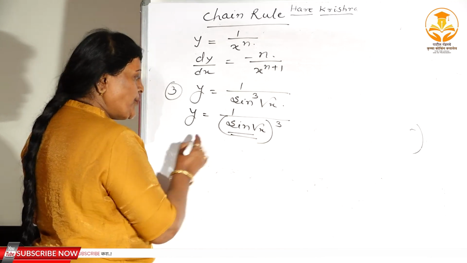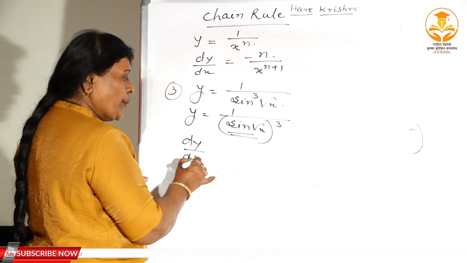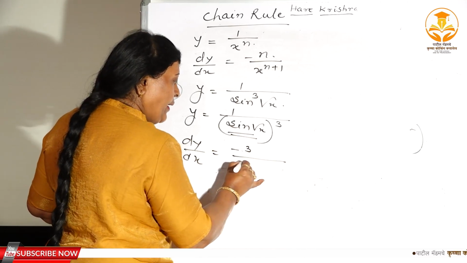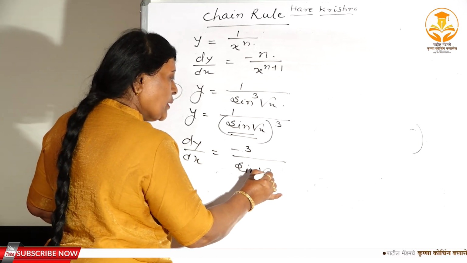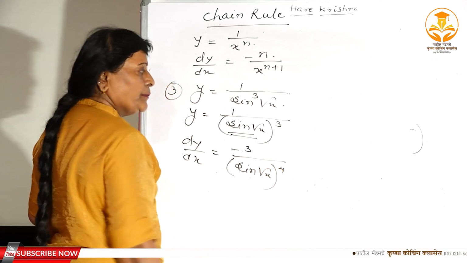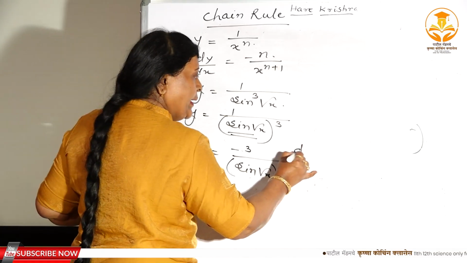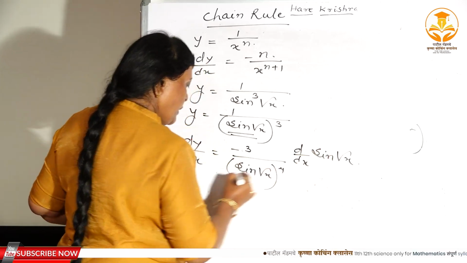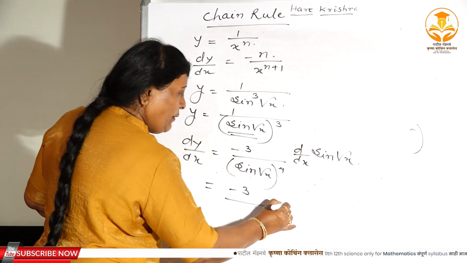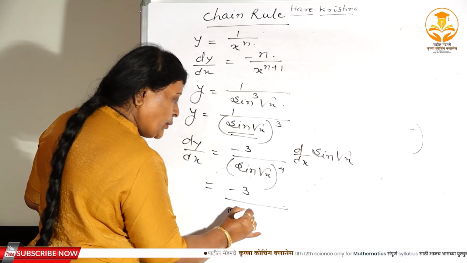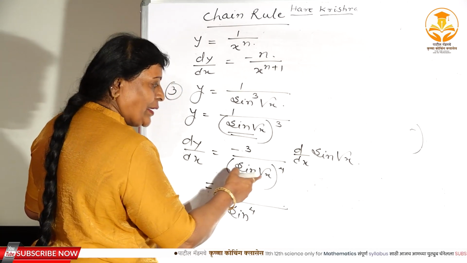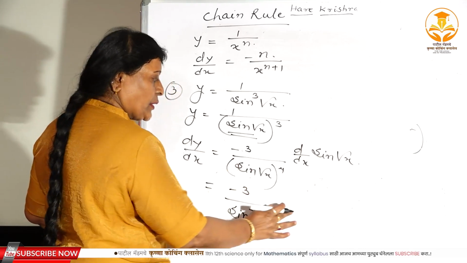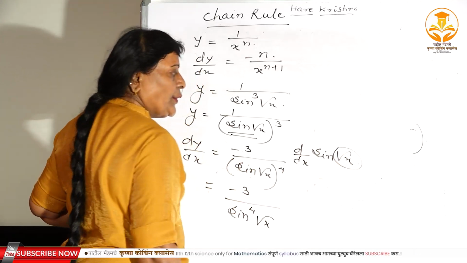1 upon u cube, the derivative of 1 upon u cube, minus n means minus 3 divided by sine root x whole raised to power 4, isn't it? Again d dx of sine root x, right? Now minus 3 divided by, you can write this as sine to the power 4 root x, or sine root x whole to the power 4. Now again here you have to substitute u.